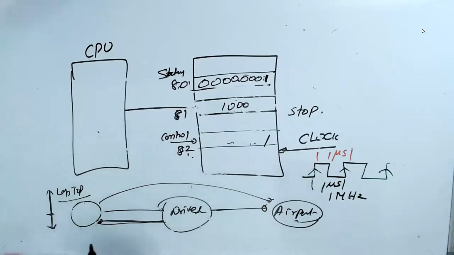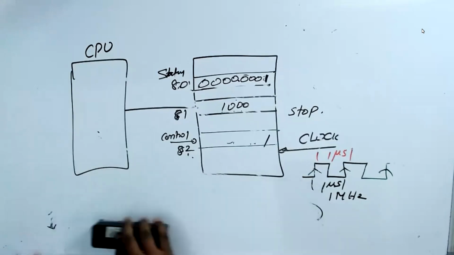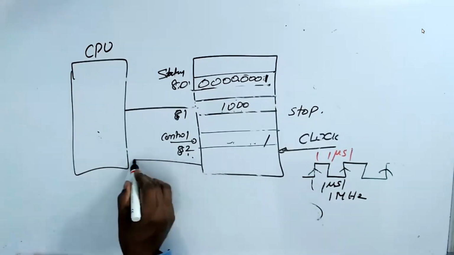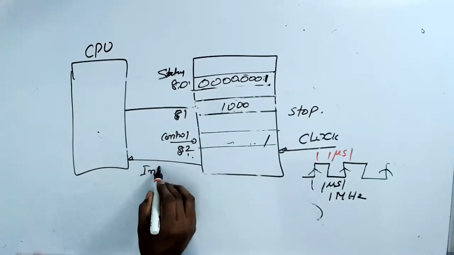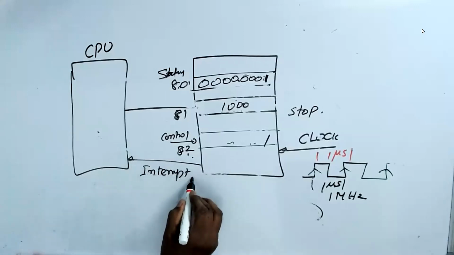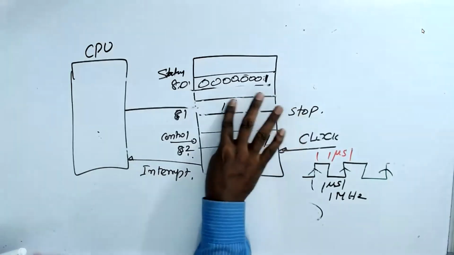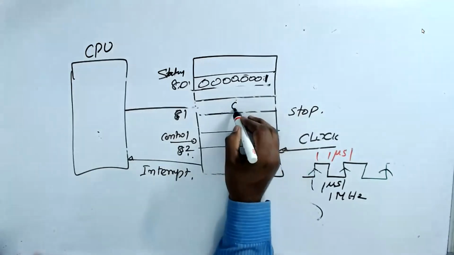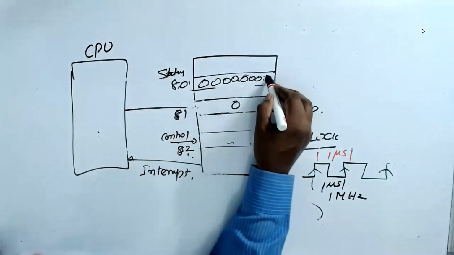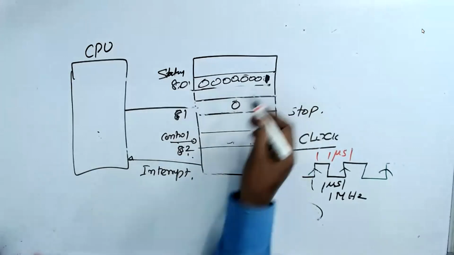That's why it is called an interrupt: you are doing some work, and during the work he gives a signal. Like that, there is a signal available from the timer to the CPU called an interrupt. The moment the count becomes 0, he will set the status bit to 1. Also, he will give the interrupt.